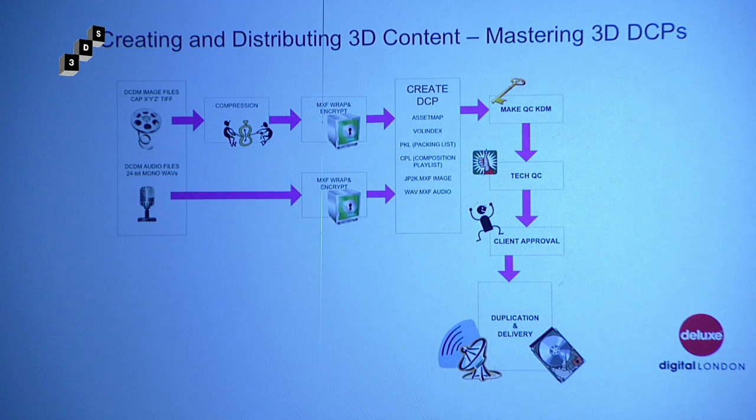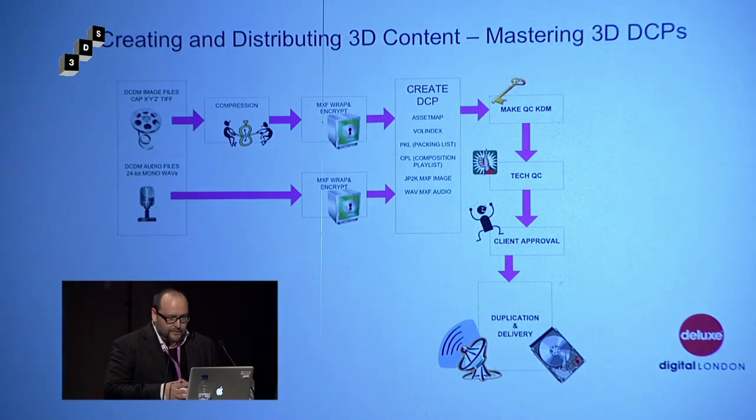And when you create a DCP, you create your system and your control files that allow the replay server to play back the feature exactly as was intended. So it essentially takes your 6 reels of film, splices them together, tapes them up, and runs them through the projector. That's what the control files do. We then make a key to be able to QC the content. Once it's technically approved, and more importantly, client approved, we then duplicate and distribute the content.